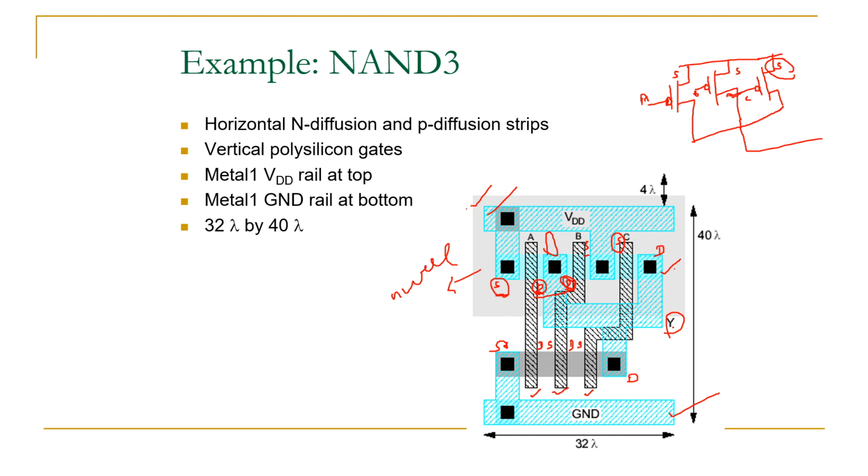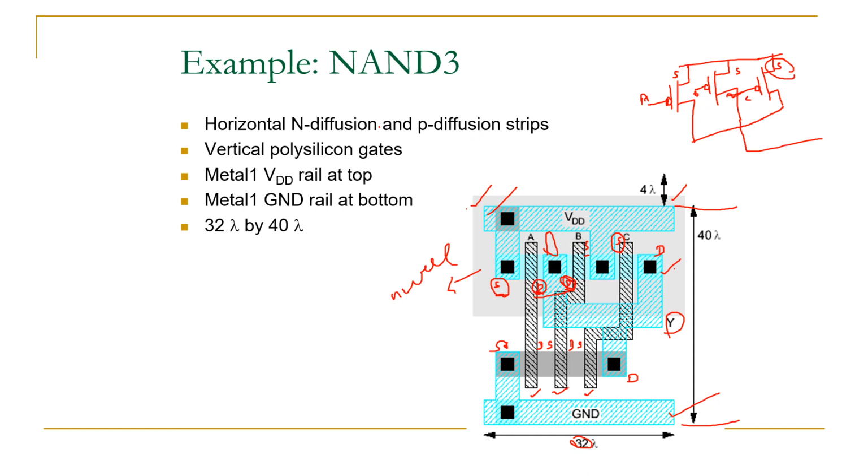Once this is done, see how much lambda distance it should be placed. See here, this is of 4 lambda, this is of 4 lambda, and the distance from VDD to ground is of 40 lambda. This horizontal VDD and ground can be of 32 lambda based on the distances of A, B, C, each separated with 4 lambda, and corresponding contact cuts should be given correspondingly. That we will discuss later on.